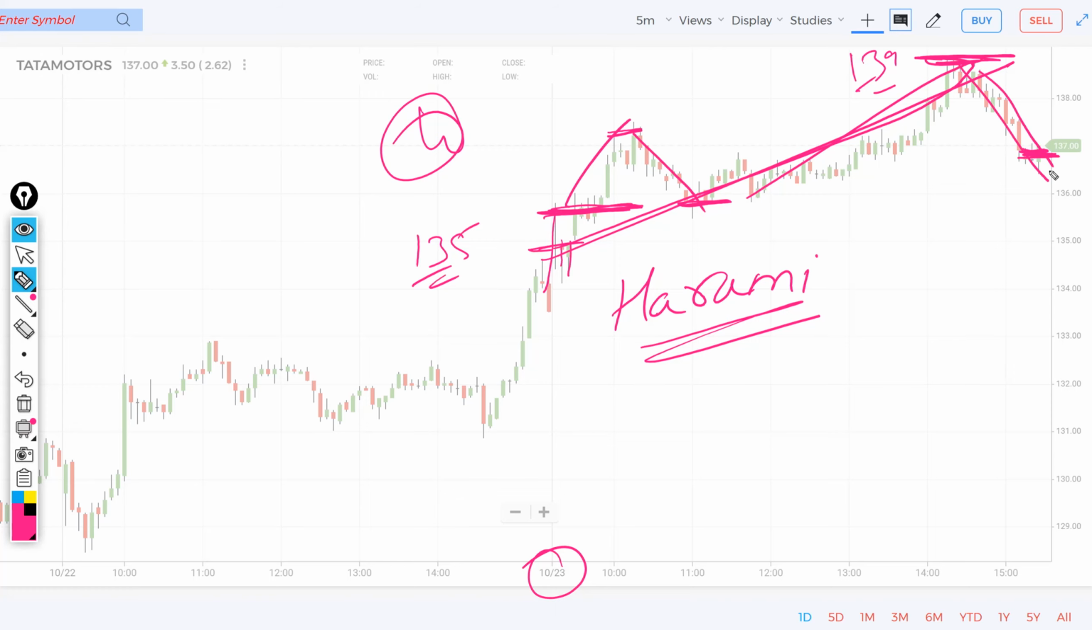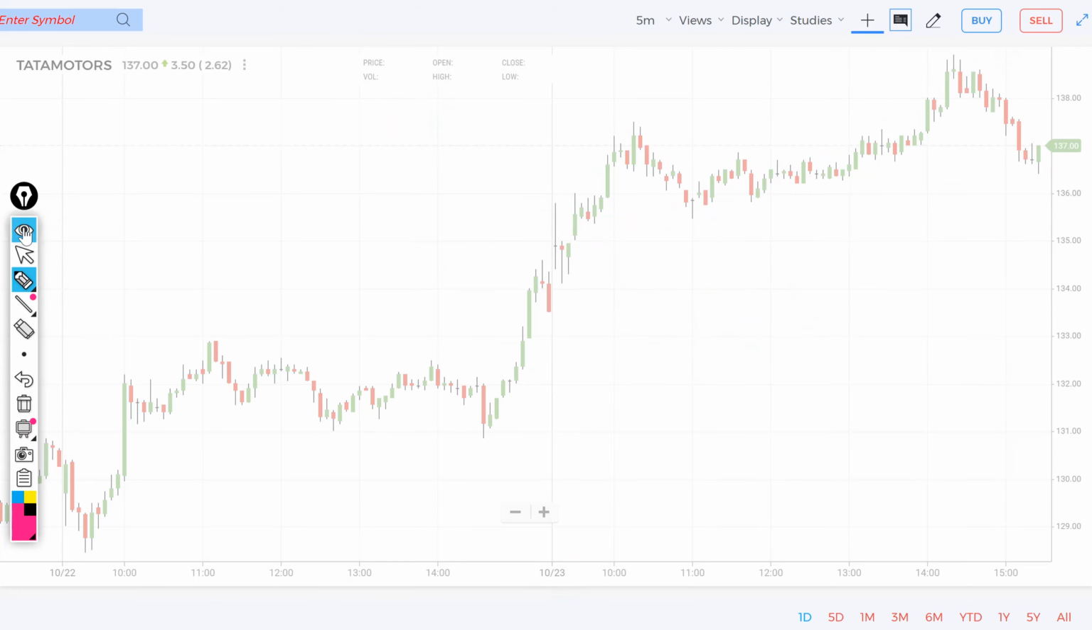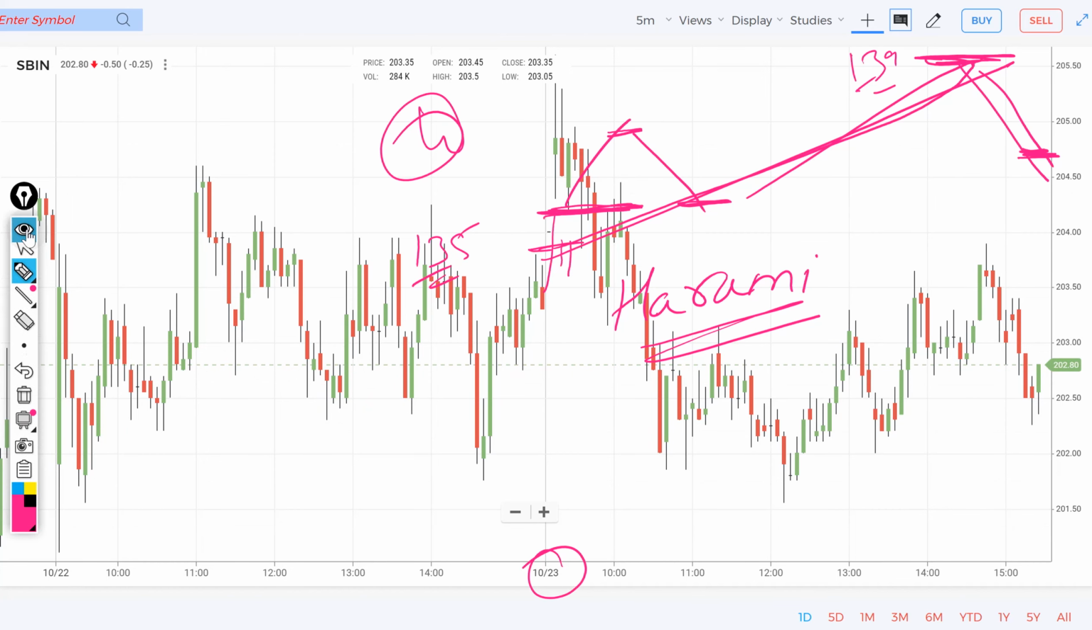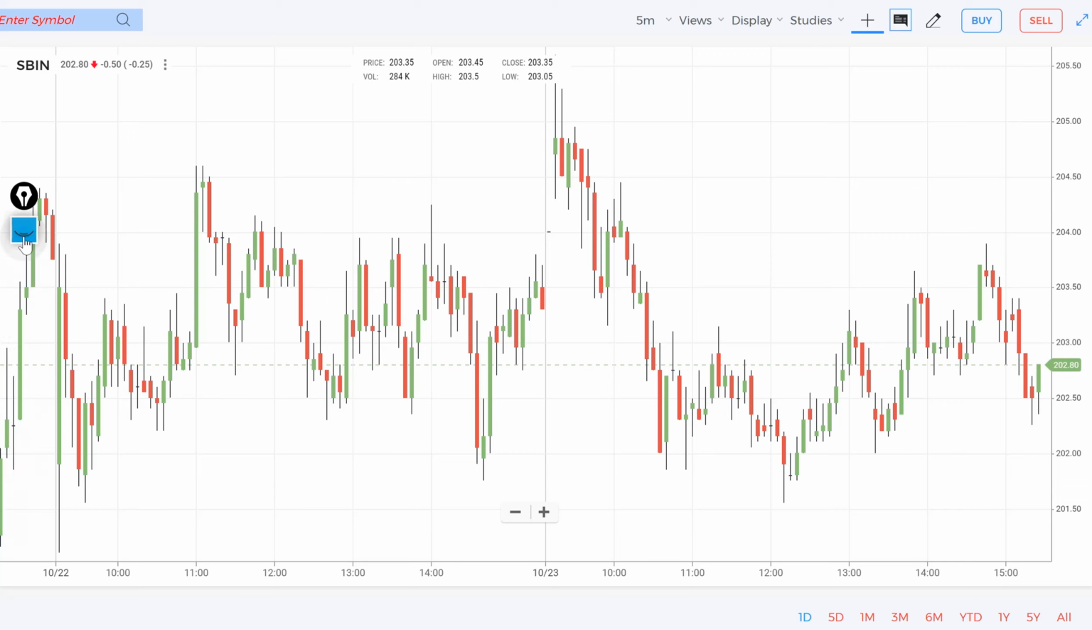Okay, now let's identify the next trade. The next one is State Bank. So if you see this State Bank, Tata Motors is in uptrend, correct? But what about the State Bank? State Bank is in downtrend. So based on Harami candle formation, again if you see, you will definitely identify this is the entry position and this might be the exit position, and again this is the entry position and this is the exit position.